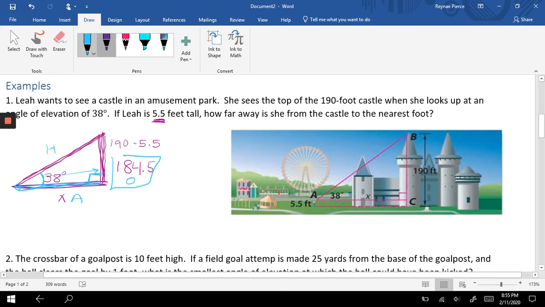Since we've got something opposite and we're looking for the adjacent, tangent uses opposite and adjacent. So the tangent of 38 is the opposite over adjacent. If we treat that like a proportion, we can cross multiply. We get x times the tangent of 38 equals 184.5. And then we divide both sides by the tangent of 38.